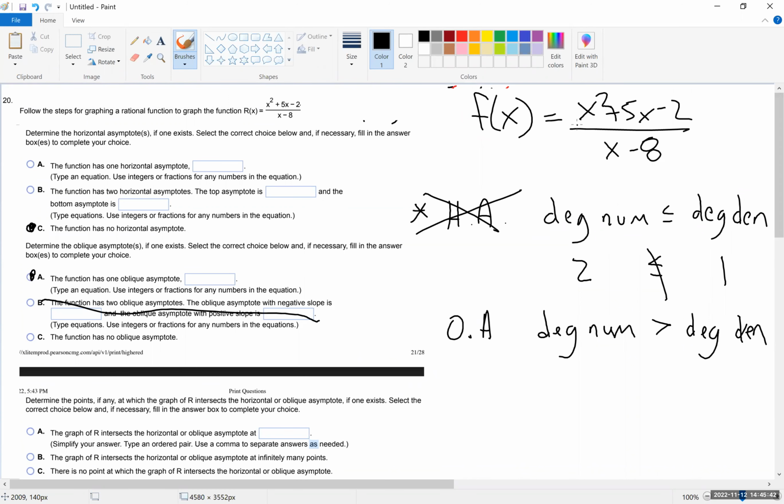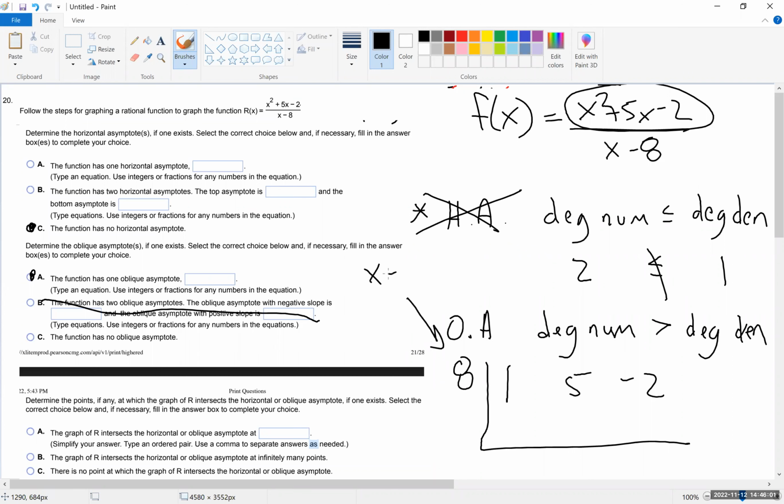We're going to use synthetic division from the numerator. So for the numerator, we write out the coefficients. It's going to be 1, 5, and -2. And then for the denominator, we pretend that that's a 0. So we put in not -8, we put in +8, right? Because if x minus 8 is a factor, then x equals 8 is a 0. And when we're using synthetic division, we put in the 0.